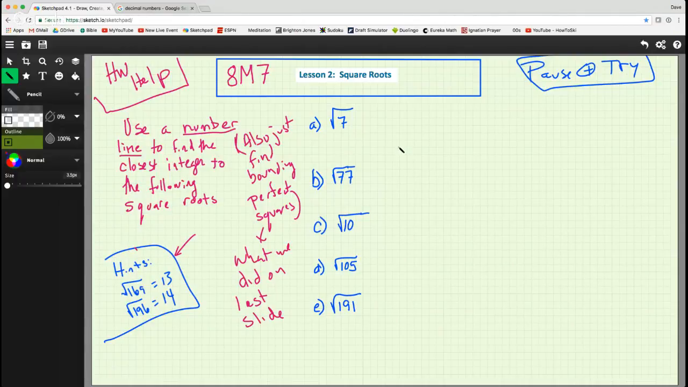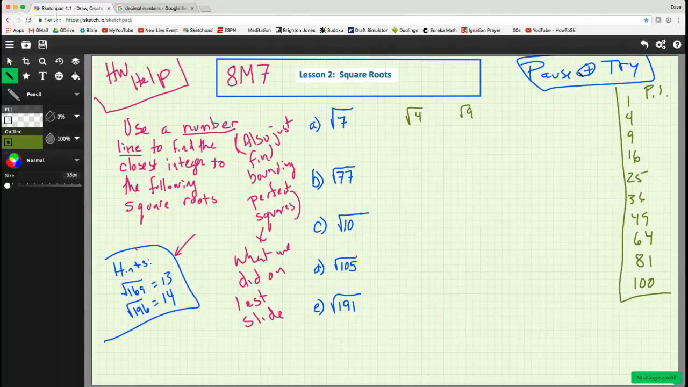So let's look at these square roots here. Well, on the square root of 7, we're going to find our bounding numbers. So our bounding numbers are the square root of 4 and the square root of 9. Let's just go ahead and write those down over here. These will help you out as we do these problems. If I just write them all down, it helps me out. Okay, so these are our perfect squares.